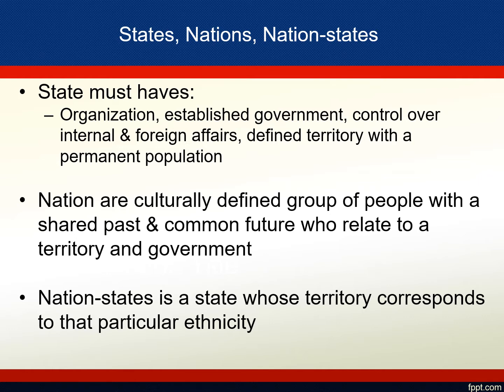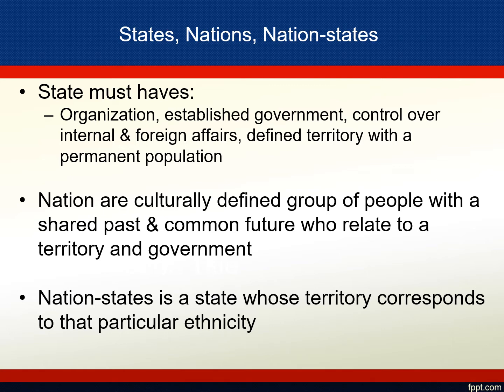A nation is a culturally defined group of people with a shared past and common future who relate to a territory and government. So a good example of a nation would be the Kurds. Now the Kurds want to have their own state, but they don't, which is why they're an example of what we call a stateless nation.